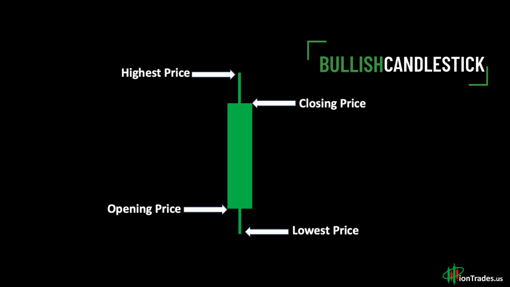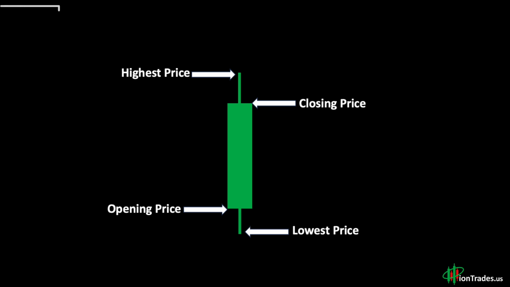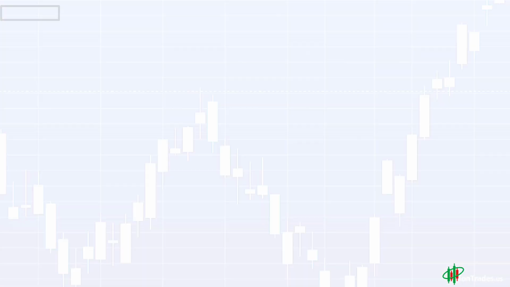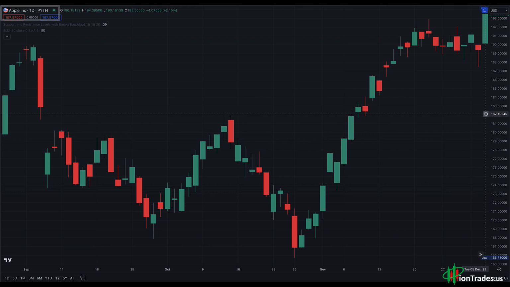Bullish candlestick. The open refers to the price at which an asset begins a specific time, typically at the start of a trading day. Now, let's examine the daily stock chart for Apple. This single candle symbolizes one entire day, and the opening price for that day was $182.